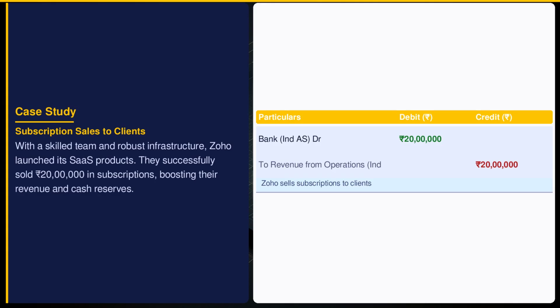Generating revenue through subscription sales is a core aspect of Zoho's business model. The debit to bank reflects cash inflows from clients who purchased the software services. Crediting revenue from operations shows the income earned from providing these services. This transaction signals the company's ability to convert its investments in technology and talent into tangible financial returns.